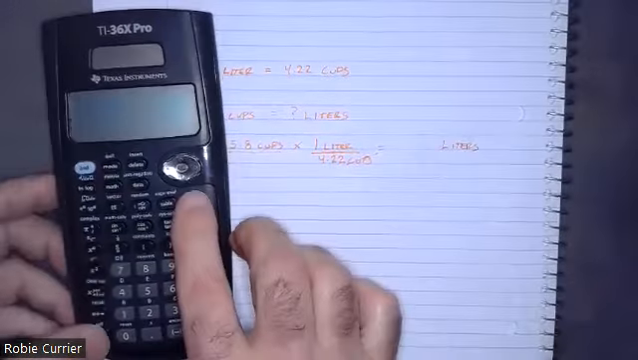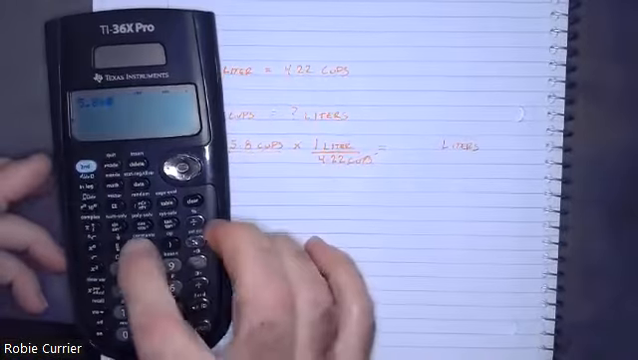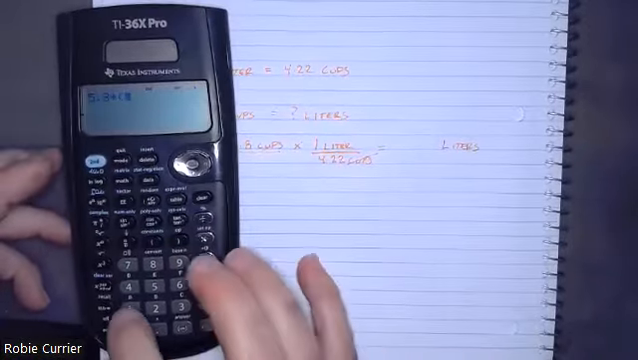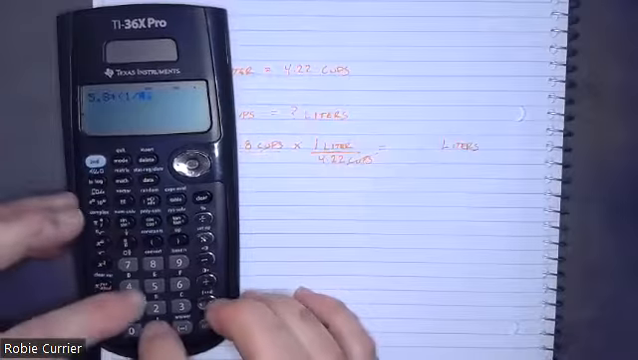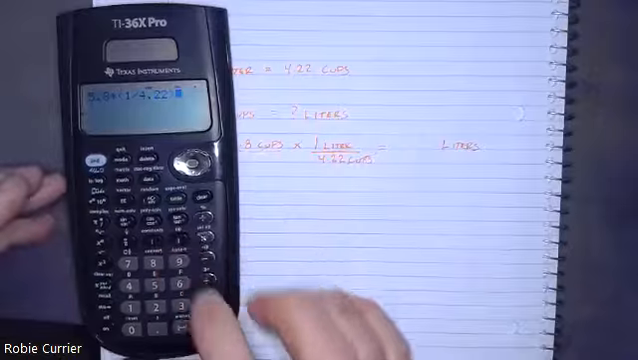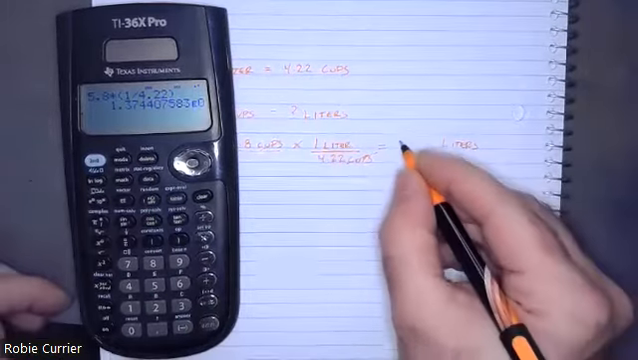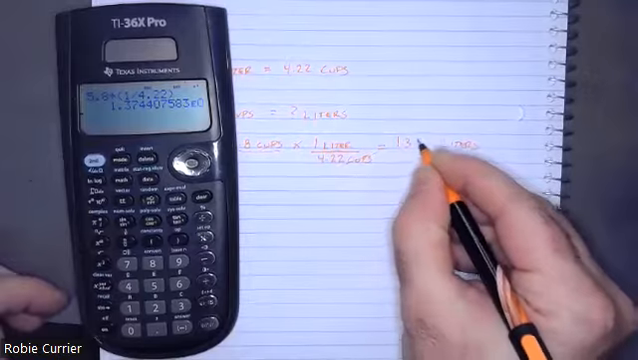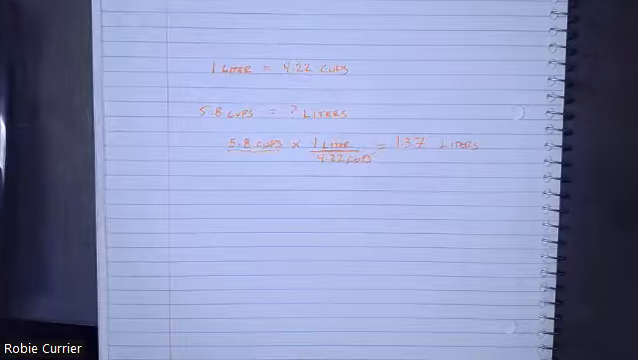So let's do that. 5.8 times, and I'll use parentheses here, 1 liter per every 4.22 cups. And that is going to be 1.37 liters. Okay, let's do another one.